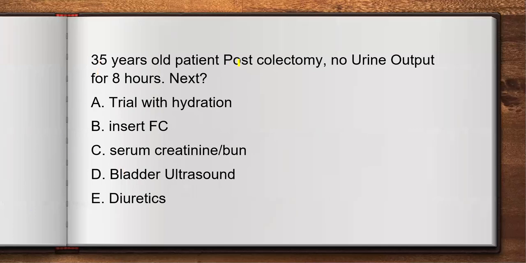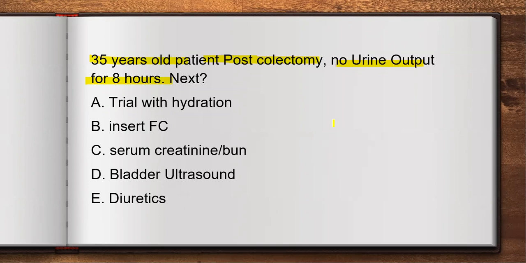Next one, a 35-year-old patient coming to you. Maybe in your ward after colectomy, there is no urine output for the last 8 hours. What is the next thing you are going to do? Trial with hydration, insert Foley's catheter, serum creatinine or BUN, blood urea nitrogen, bladder ultrasound, use diuretics. What do you want to do? So let's discuss this. Very important for the exam.